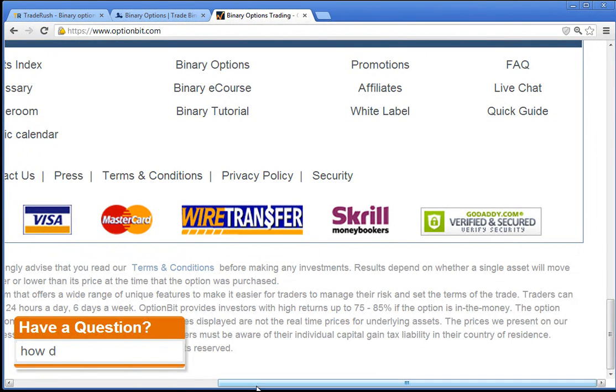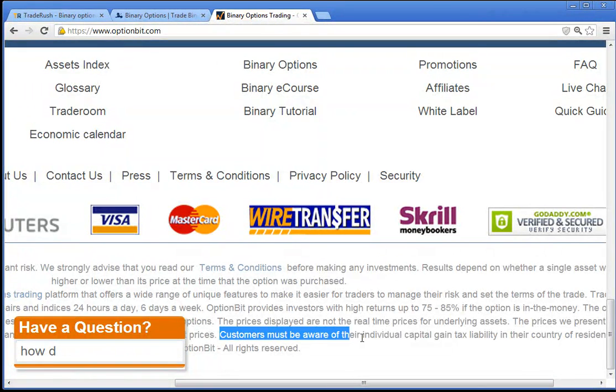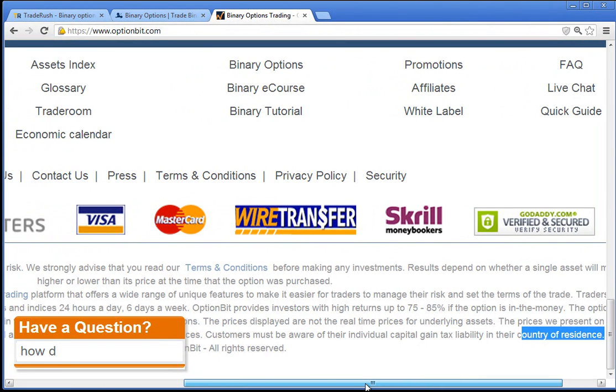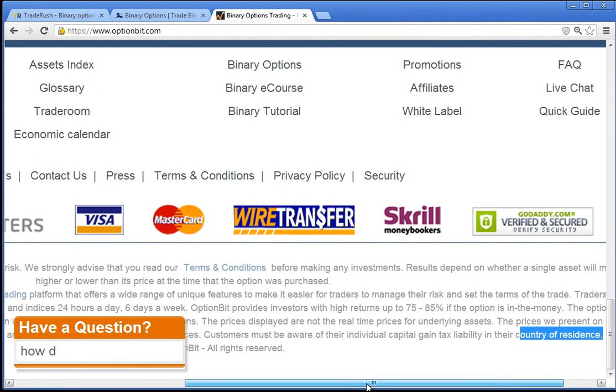Note that they also say that customers must be aware of their individual capital gain tax liability in their country of residence. And this is a fair thing to say because they're not responsible for helping people do their taxes or making sure that people do their taxes and declare profits that they make. But note that if you're going to try and evaluate just how much money you may make, be sure to keep tax information in mind when trying to estimate your profits.